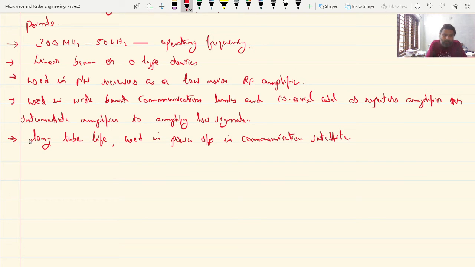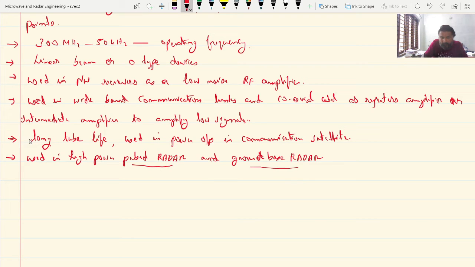Now it can also be used as high power pulsed radar and ground based radar also. Pulse radar and ground based radar, keep in mind.